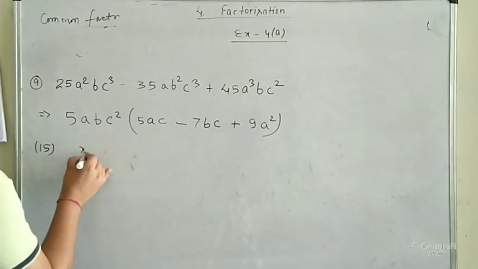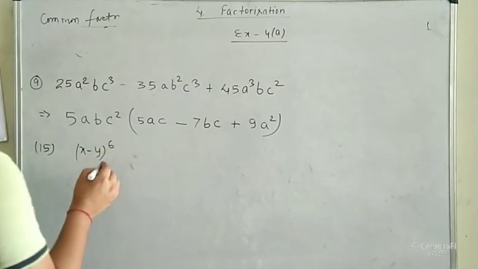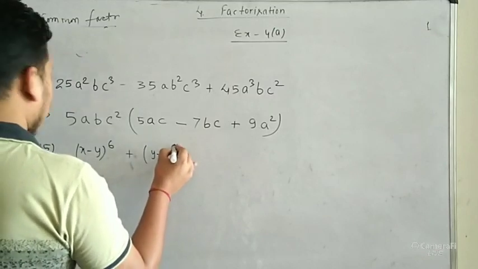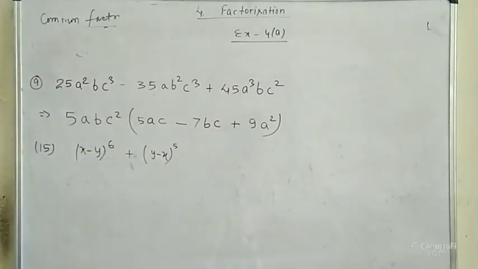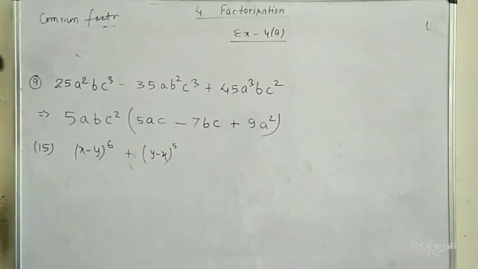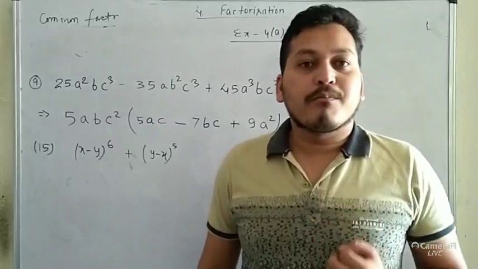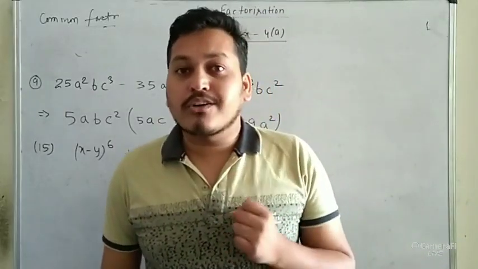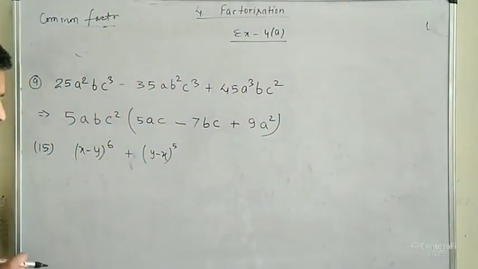The 15 is (x minus y) whole to the power 6 plus (y minus x) whole to the power 5. So here we will use the concept of negative sign, taking minus as a common out. I already explained this in the previous question.